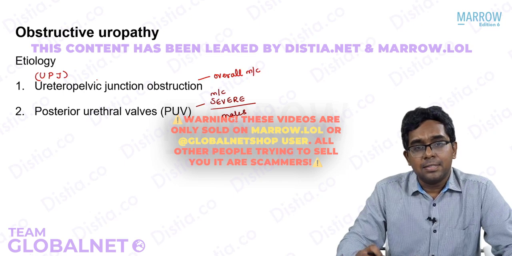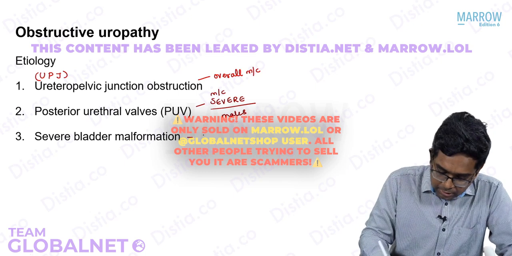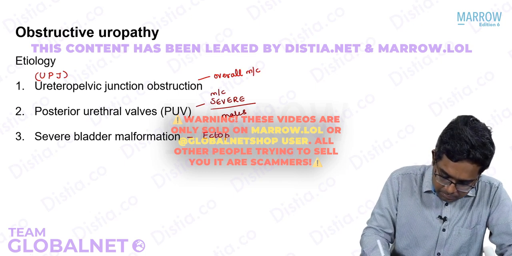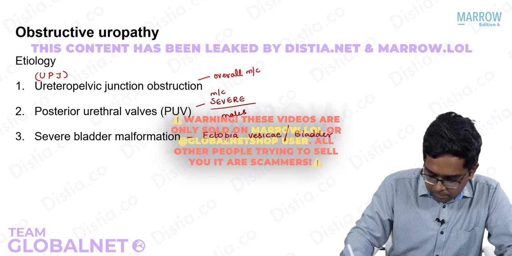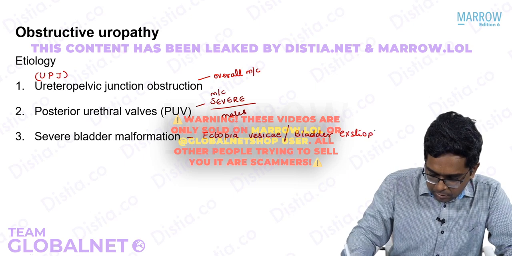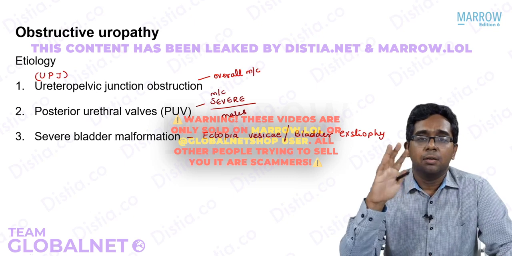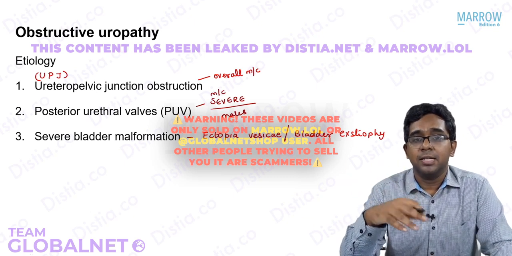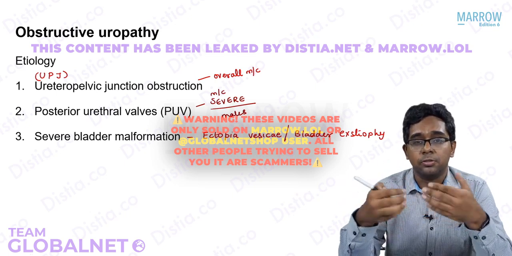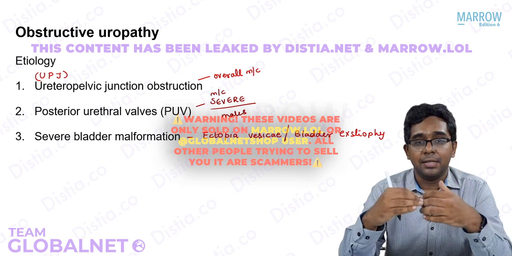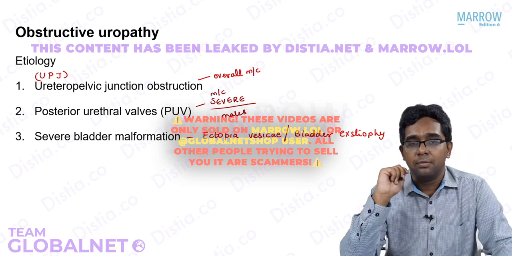The next condition is associated with a severe bladder malformation, which is called ectopia vesicae or bladder extrophy. Ectopia refers to a different location. Vesicae refers to bladder. Bladder extrophy means the bladder is getting exposed outside. Or in other words, the bladder is not in the usual position inside the abdomen. It is getting exposed to the outside. That is what is called bladder extrophy or ectopia vesicae.